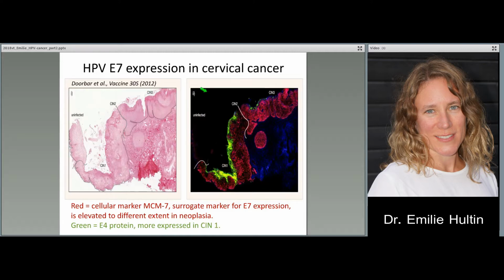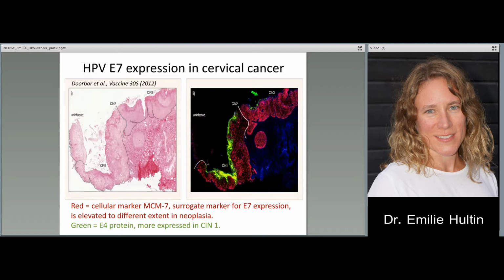In the right picture, the cells are marked with two different markers. The red marker is a marker for E7 expression. What we can see here is that E7 is not expressed at all in the normal cells, which was expected. It is expressed at a moderate level in the CIN1 grade lesions, but it is even more highly expressed in higher grade lesions, like CIN2 and CIN3 lesions here.